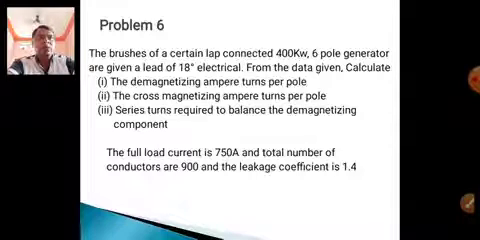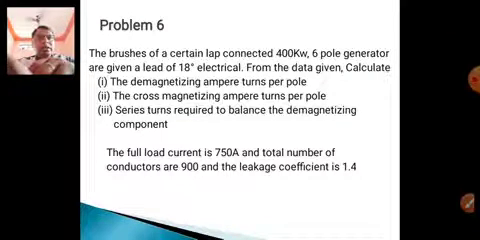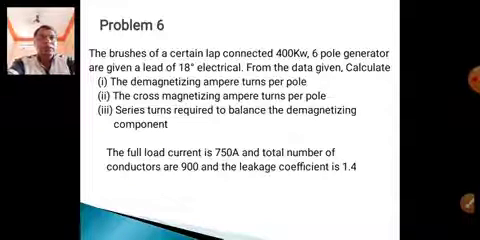Here is one more problem. A 400 kilowatt, 6-pole lap connected generator has brushes given a lead of 18 degrees electrical. From the given data, calculate the demagnetizing ampere turns per pole, the cross magnetizing ampere turns per pole, and the series turns to be balanced for the demagnetizing component. The full load current is 750 amps, the total number of conductors is 900, and the leakage coefficient is 1.4.